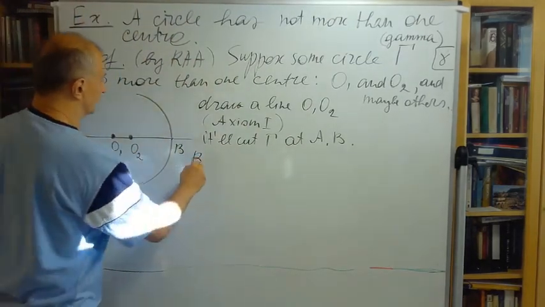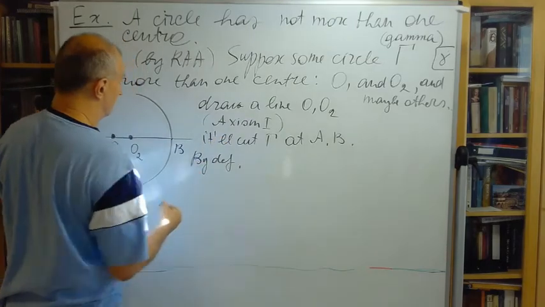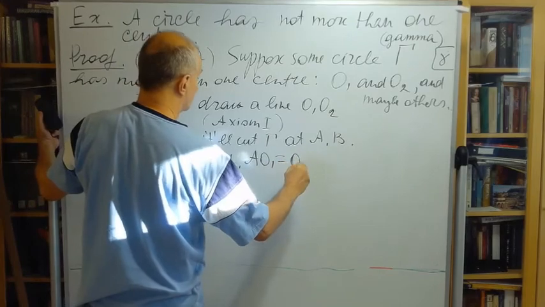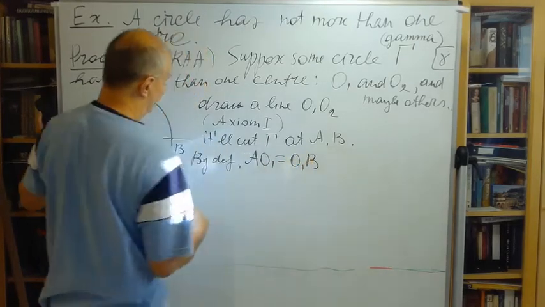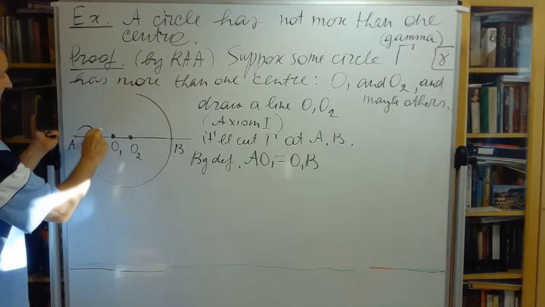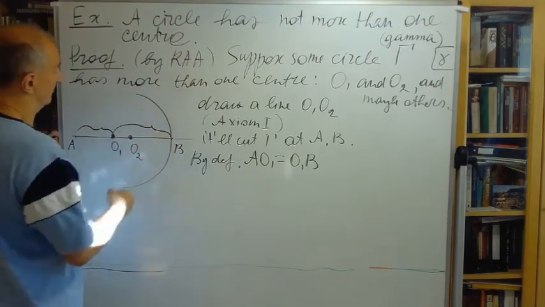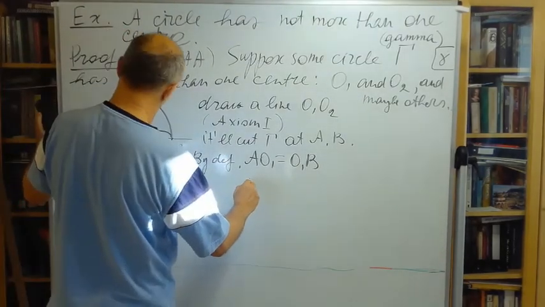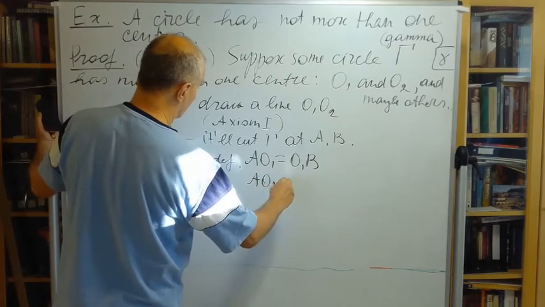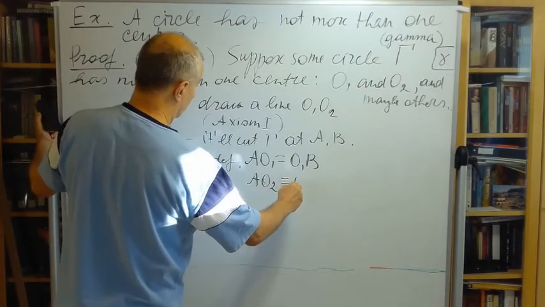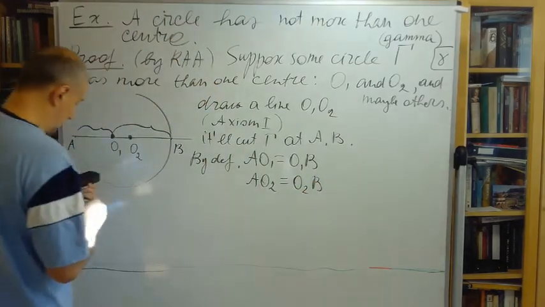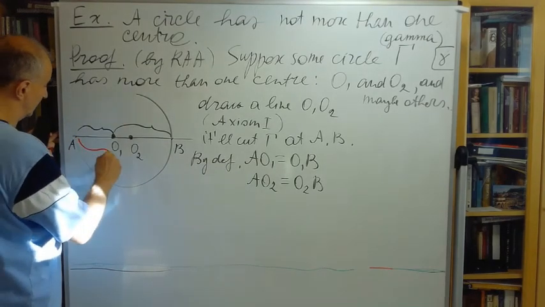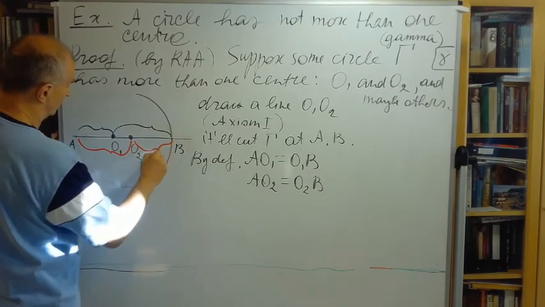Then, by definition of the circle, AO1 equals O1B, because they are radii connecting points of the circle with the same center, O1. Similarly, AO2 is equal to O2B. Yes, these two must be congruent because they are radii of the same circle.